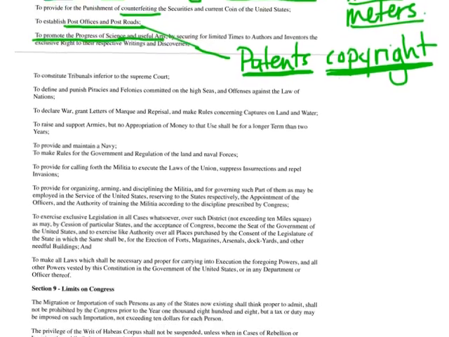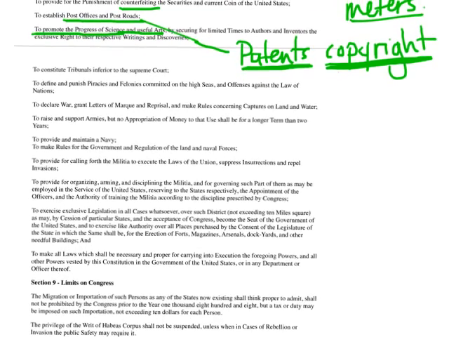To constitute tribunals inferior to the Supreme Court. So they get to create other courts. That is their job. That's why you have other district courts. To define and punish piracies and felonies committed on the high seas and offenses against the laws of nations, so they can do that. To declare war. Grant letters of marque and reprisal, and make rules concerning captures on land and water. So all these things that rule war, it is Congress's job to rule war.